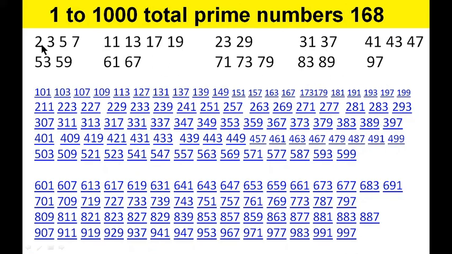We have already learned the prime numbers from 1 to 100, and the next ones are 101, 103, 107, 109, 113, like this. You can pause the video and learn all the prime numbers here.